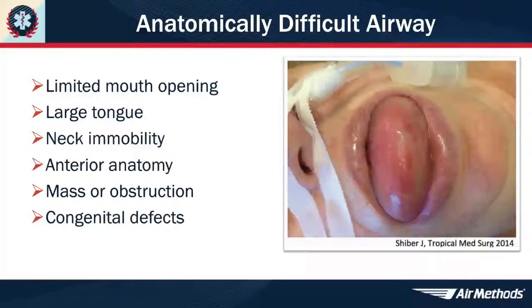They could have some kind of a mass or obstruction, and we'll talk about how to deal with those. And then they may just have congenital defects or some kind of an anatomic anomaly. I have seen some very odd anatomy in my career. So this does happen, and you just got to be ready for it. That's why it's so important to know your anatomy, the different structures, and things to look for, because you may not be able to see all of them.